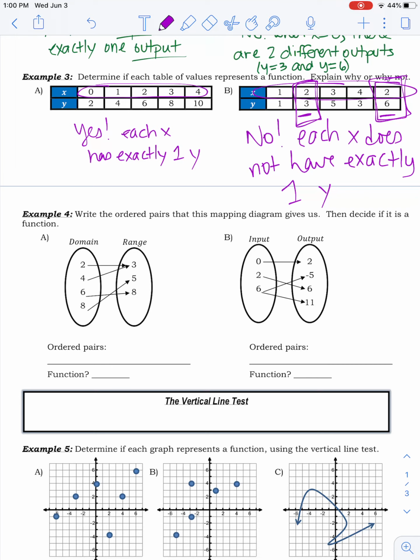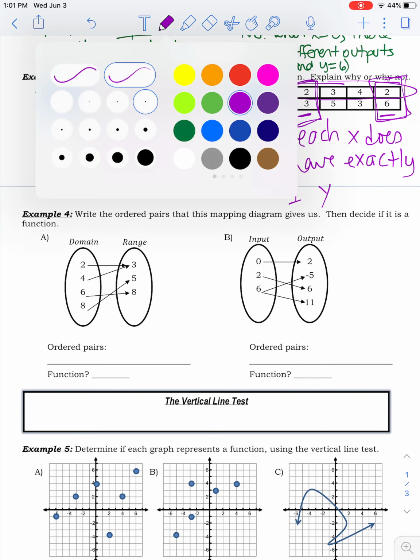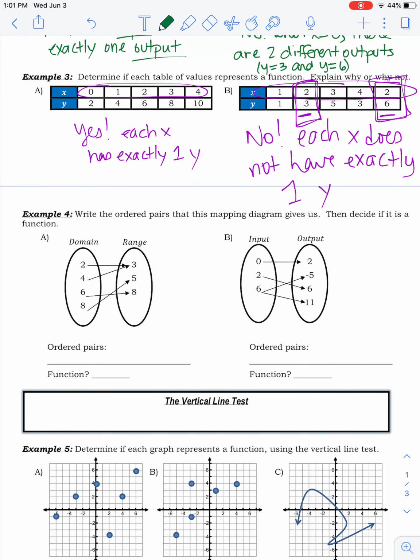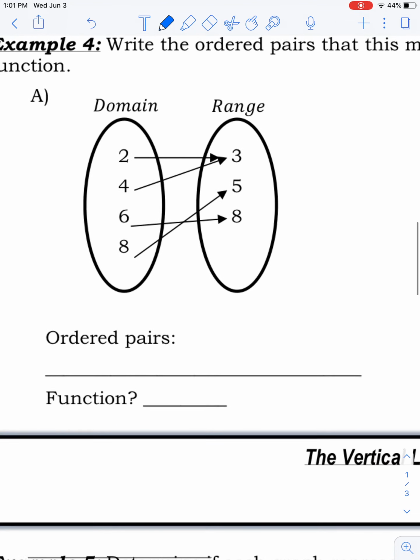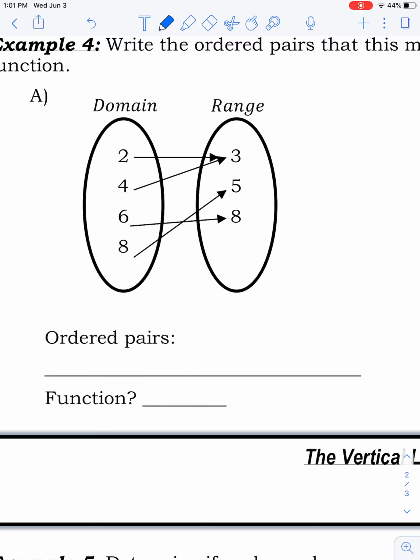All right. Example 4 is saying to look at the mapping and write the ordered pairs and then decide if it's a function. We're not asked to explain this time. I think we've done enough of that, but we'll just say yes or no. So when I look at the arrows here, I have a 2 pointing to a 3. So one of my ordered pairs is 2, 3. I'm just writing that in parentheses with a comma. Then I have a 4 pointing to a 3. Then I have a 6 pointing to an 8. And then an 8 pointing to a 5. So those are my 4 ordered pairs.